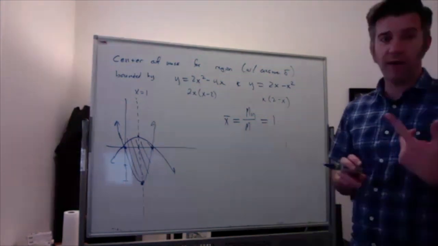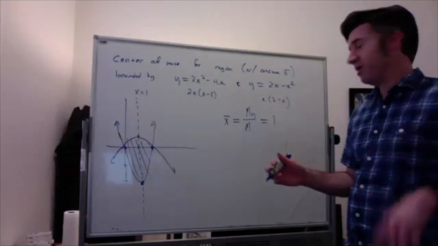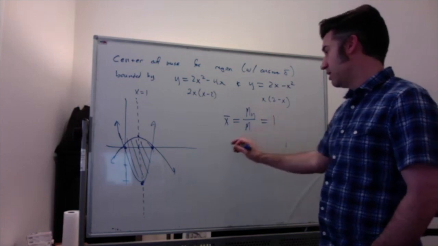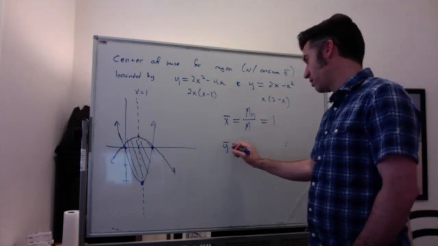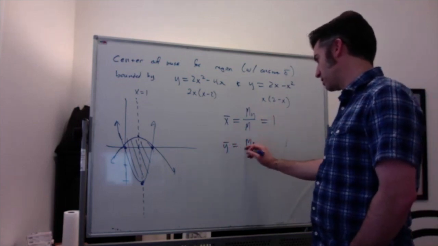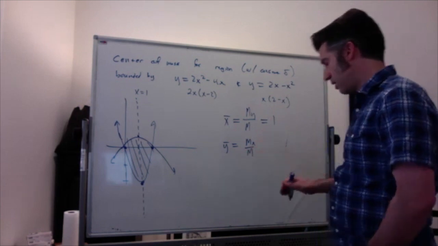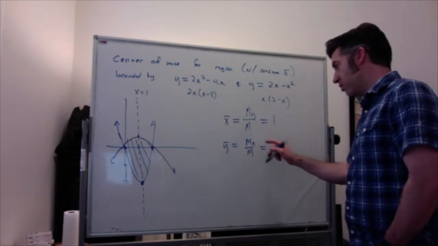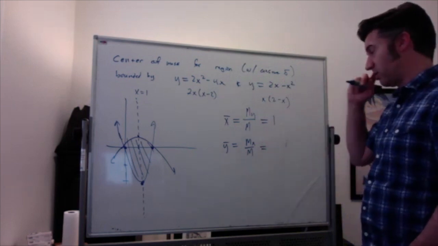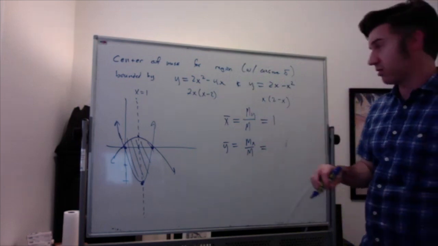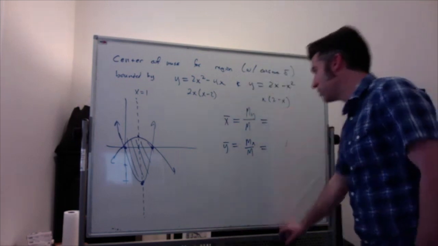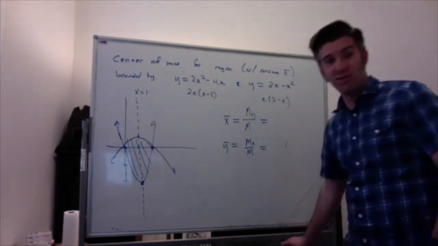Okay. So to find x bar, we need the moment around the y-axis divided by the mass. To find y bar, we need the moment around the x-axis divided by the mass. Let's do the moment around the y-axis first. So let's go to the other side here.